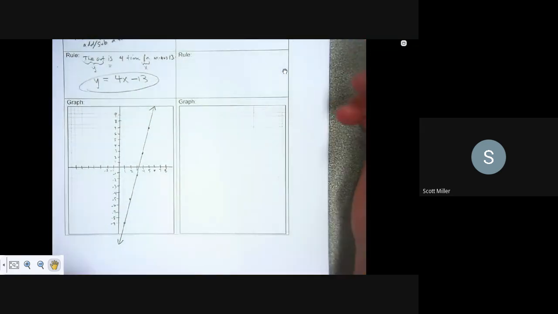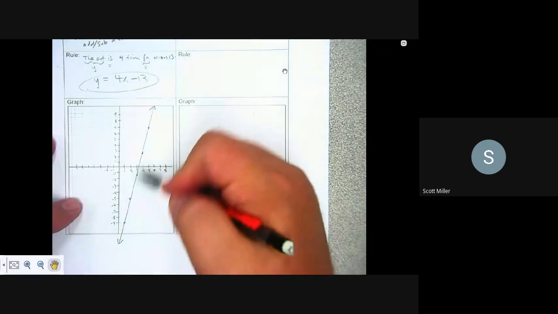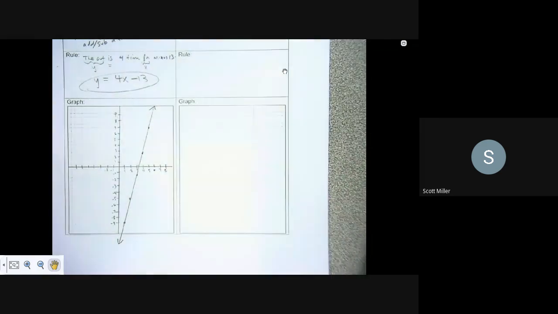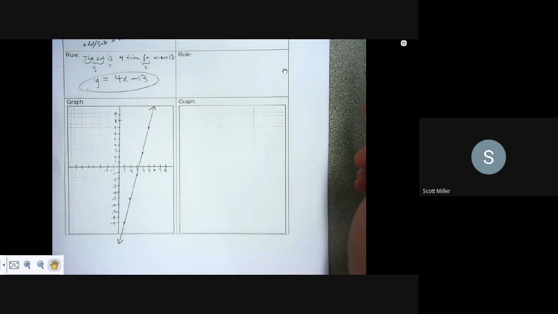Depending on the situation, when we start talking about real world situations, like a story from the real world, sometimes we will not draw this line. We will just leave the dots. But we will talk about that in more detail later. So this is what the first part of this is about.